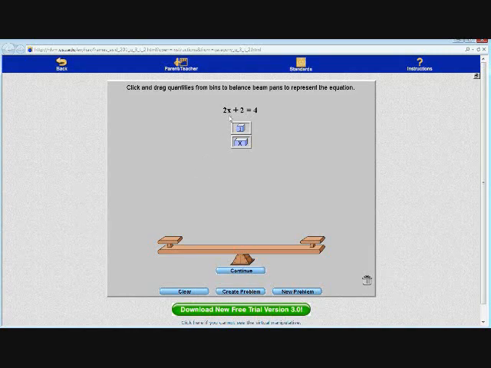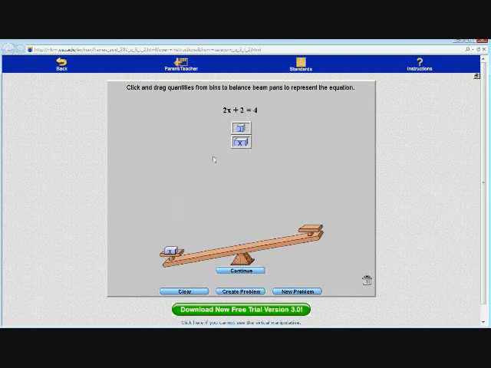So you're going to drag these two x's to make 2x. You just click, drag, and let go. Once you let go, the blocks will snap into place. So you have the two x's that stand for 2x. Now you need plus 2. So I'm going to click and drag my 1 unit block 2 times. Again, it will snap into place.